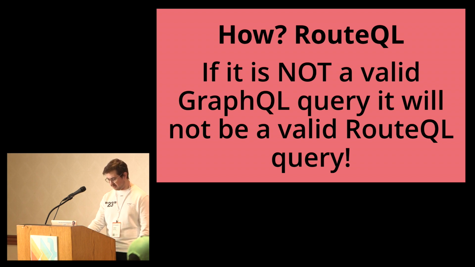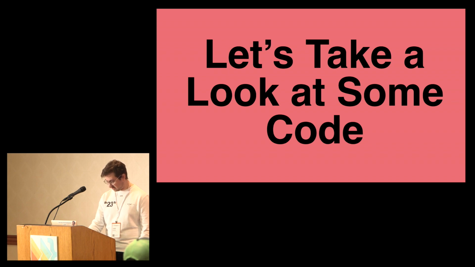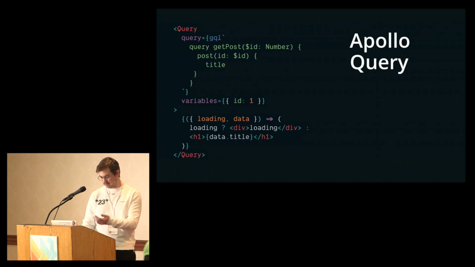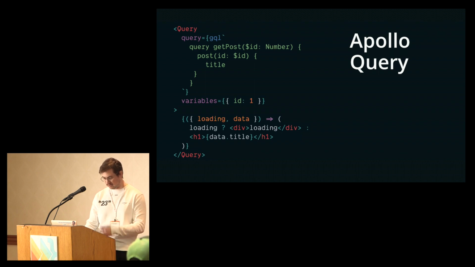I think the easiest way to do this is just to take a look at code. This is from Apollo, and it's getting a post, and it's getting the title of that post. You can see it's passing in variables, ID 1. Theoretically, that could be a function, and the variable could come from props, but here it's not. And then it's just showing the title.